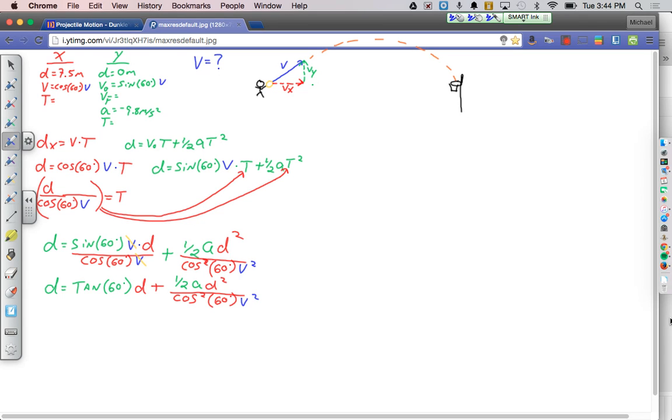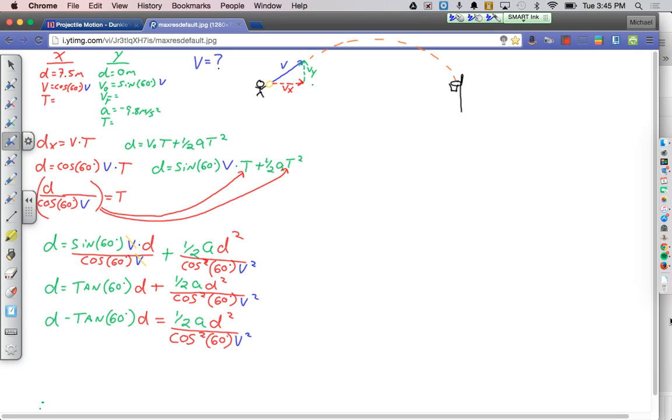Okay, so now what I'm going to do is get this tangent 60 degrees times d_x over to the left side. I'm going to isolate that really ugly term that we are going to deal with in just a minute. So I get d_y minus the tangent of 60 degrees multiplied by that distance in the x. That's going to equal my 1/2 acceleration d in the x squared divided by the cosine squared of 60 degrees times v squared.